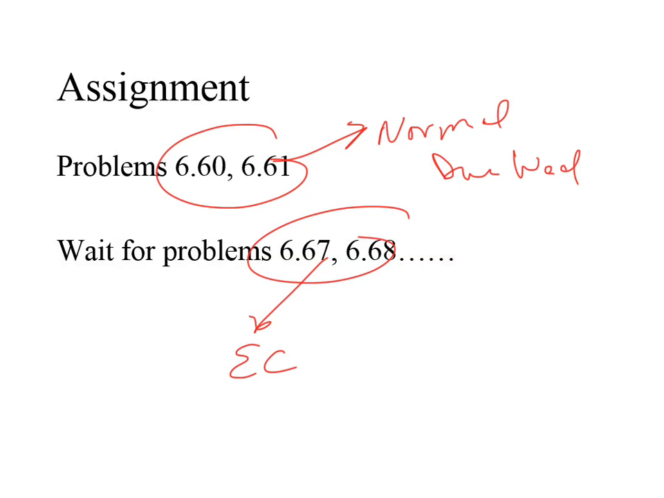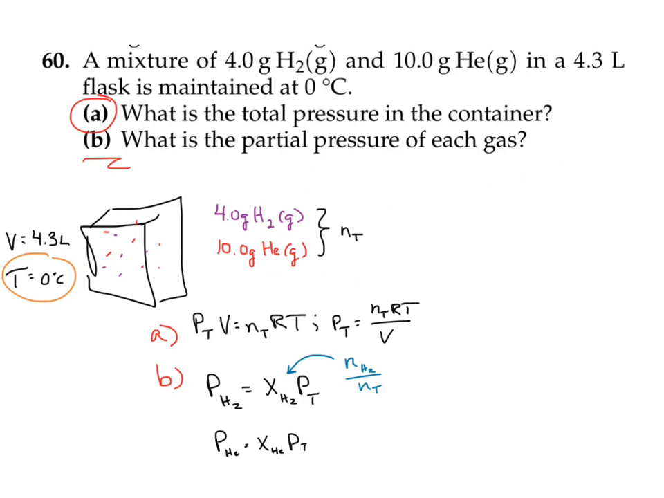So, let's see, 60, 61. Okay, so this is 60. You have two gases confined, and the volume and the temperature are given. It's kind of similar to what we've been talking about. From those masses of H2 and He, you can get individual moles, and then you add them together to get total moles. Then you can get the total pressure using the ideal gas law equation. And then B asks what are the partial pressures of each of the gases, so you'll take the mole fraction of each times the total pressure. That should be pretty good.